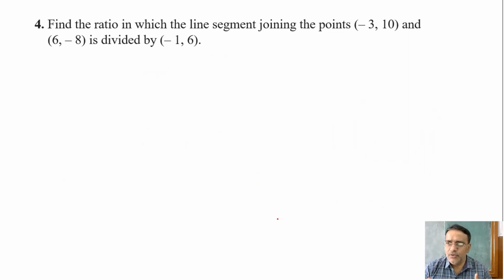To find the ratio if a point is given. See, find the ratio in which the line segment joining the points (minus 3, 10) and (6, minus 8) is divided by (minus 1, 6). Okay, so I am making a rough diagram, look carefully. So suppose this is point A and this is point B. Okay, minus 3, 10. This is (minus 3, 10). And point B is (6, minus 8).